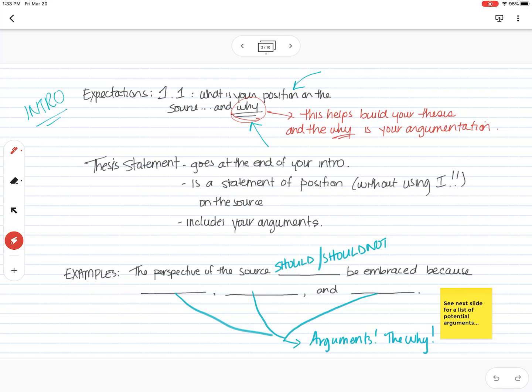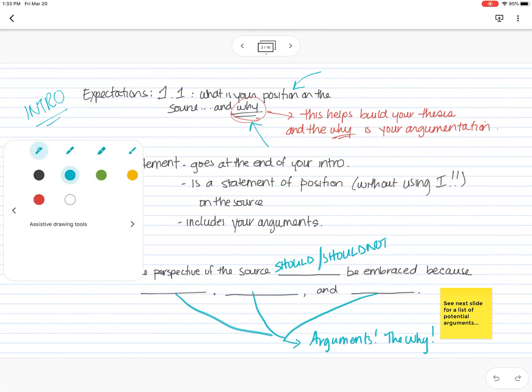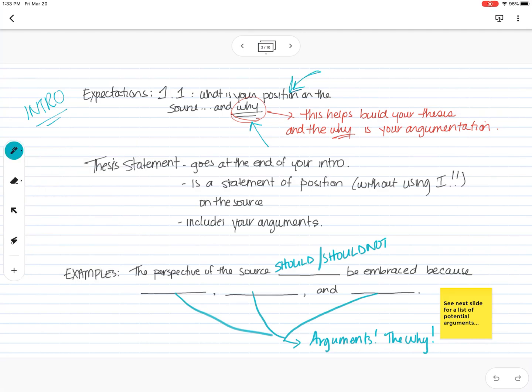Now, the thesis statement needs to be accountable for a couple of things. Number one, it does need to focus on what is your position. So if we kind of look up here, we are seeing that the thesis statement has to take a position, whether we agree, we disagree, or we agree to an extent or disagree to an extent.